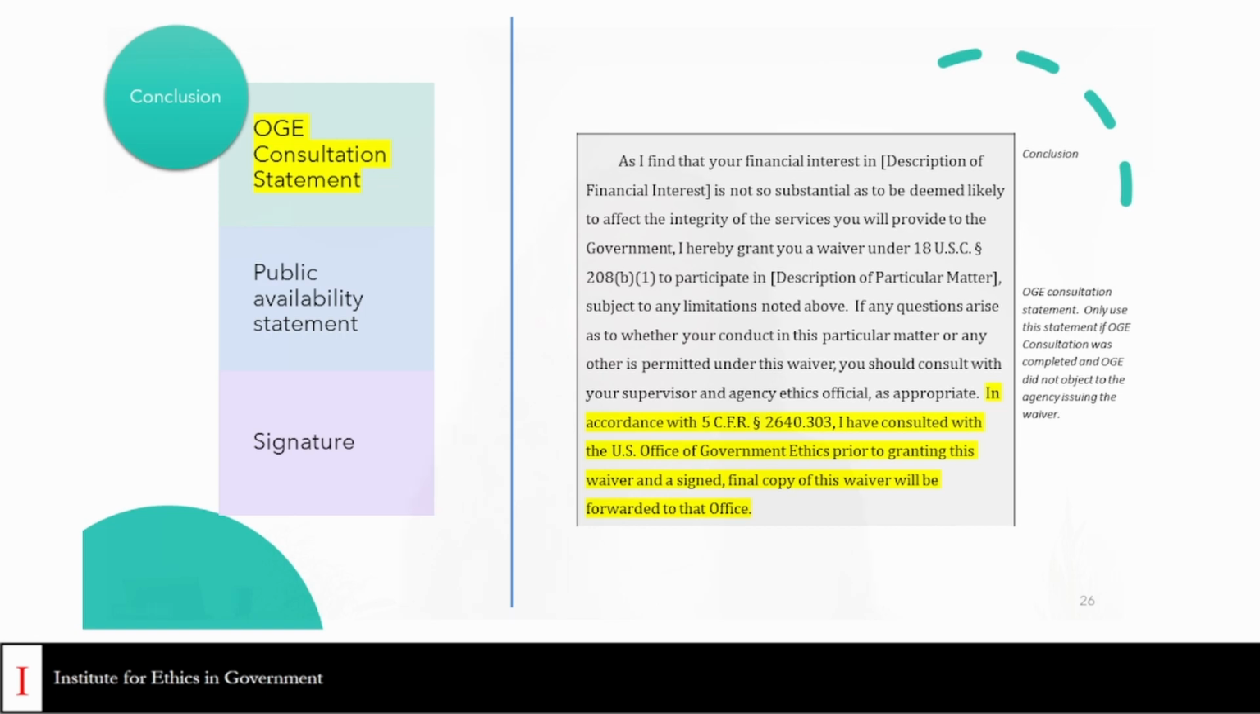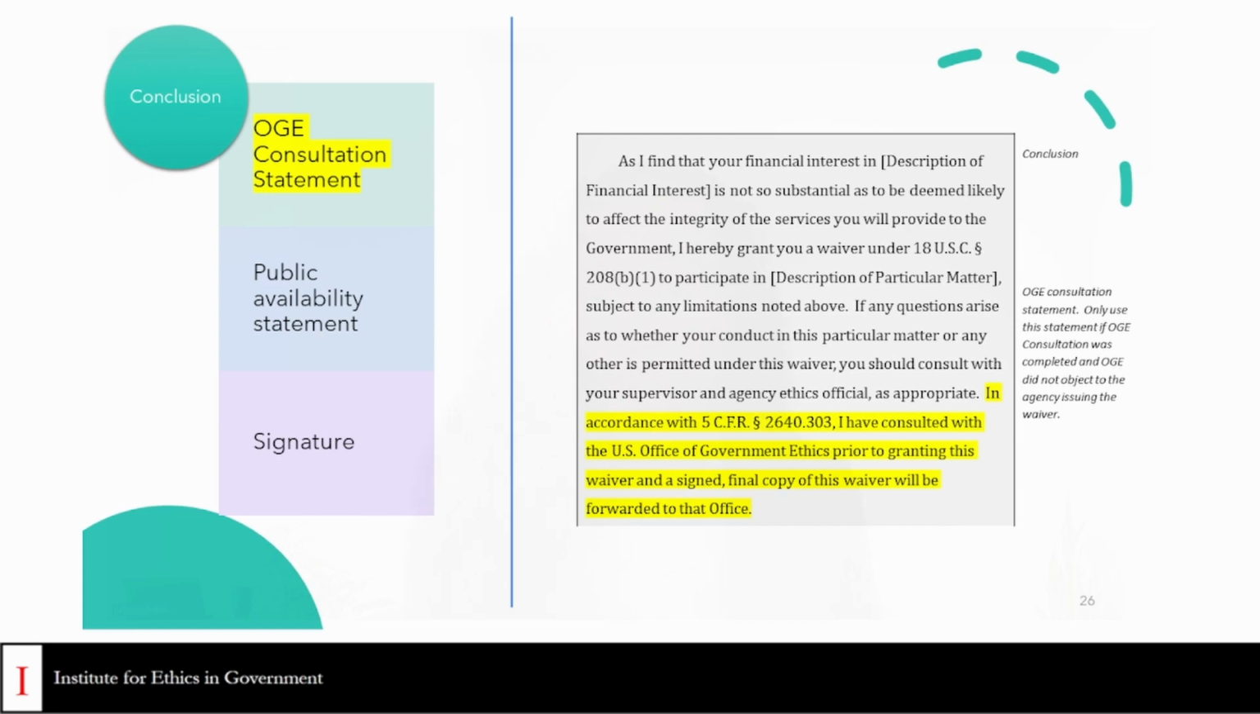Now, let's discuss the OGE consultation statement. I want to really emphasize an important point about the OGE consultation statement. You cannot use this statement until you have, number one, actually completed your consultation with OGE, and number two, OGE did not object to the issuance of the waiver.